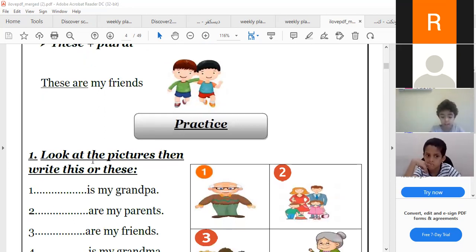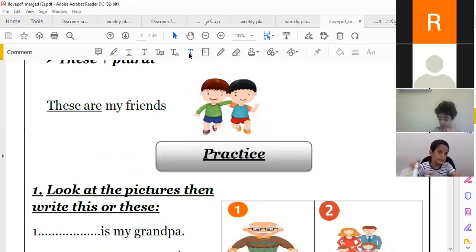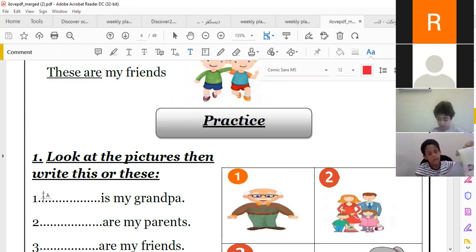Number one, please look at the pictures, then write this or these. Number one. This is my grandpa. Okay, thank you. This is my grandpa.